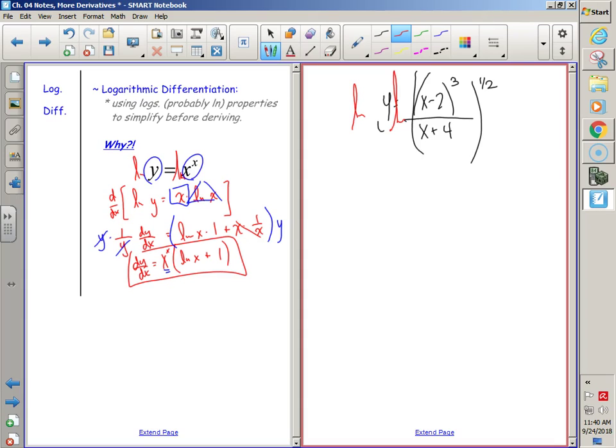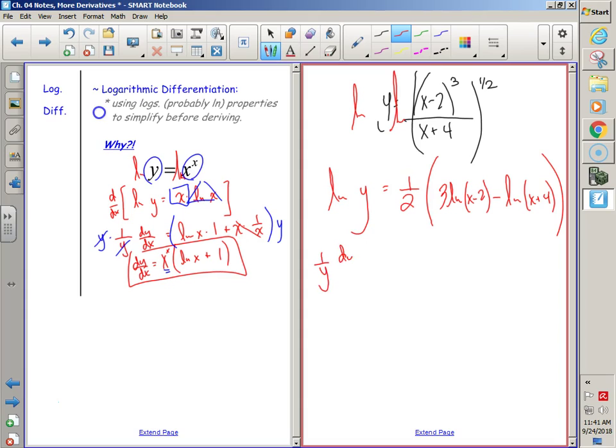But not yet. What's the first thing that we'd have to do before the subtraction property? Yeah, buddy. We can bring down the 1/2. No deriving here. We're just rewriting, right? We can bring down the 1/2. Then we can make it 3 ln of x minus 2 minus ln of x plus 4. What'd I do? Bring down the 3. Minus for division. Now what can we do? What Riley already said, which is the 1 over y dy/dx. What happens over here?